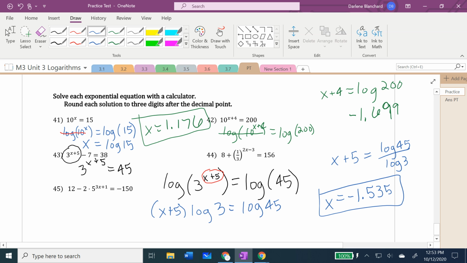Yes, this is the practice test. And I'm just going to go through the whole practice test. I've found that that typically works best for most people. Okay, I am going to erase this work so that we can see a little bit better.